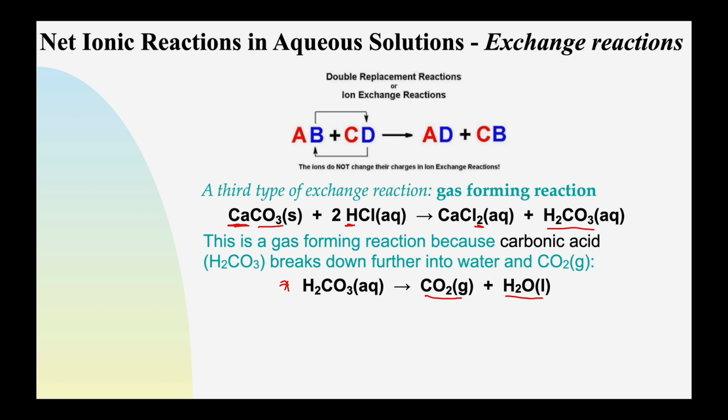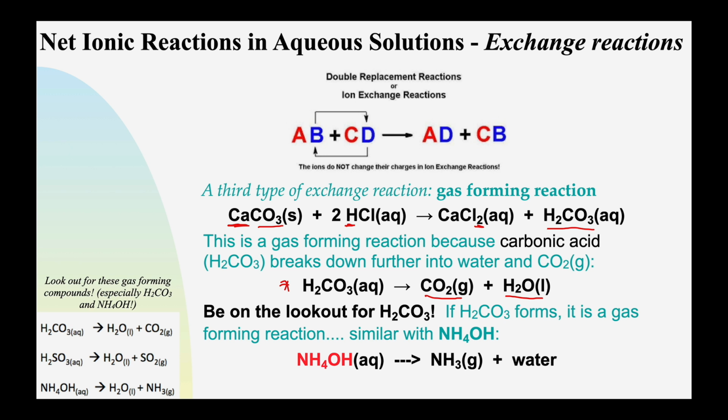You need to be on the lookout in this lab for H2CO3 as a product, all right? If you see H2CO3 as a product, you know it will further break down to CO2, the gas, and water. There's other things to look for besides H2CO3. Another one you will see in this lab is ammonium hydroxide, NH4OH. If you see NH4OH as a product in this lab, you need to realize it's going to break down into NH3, a gas, plus water.